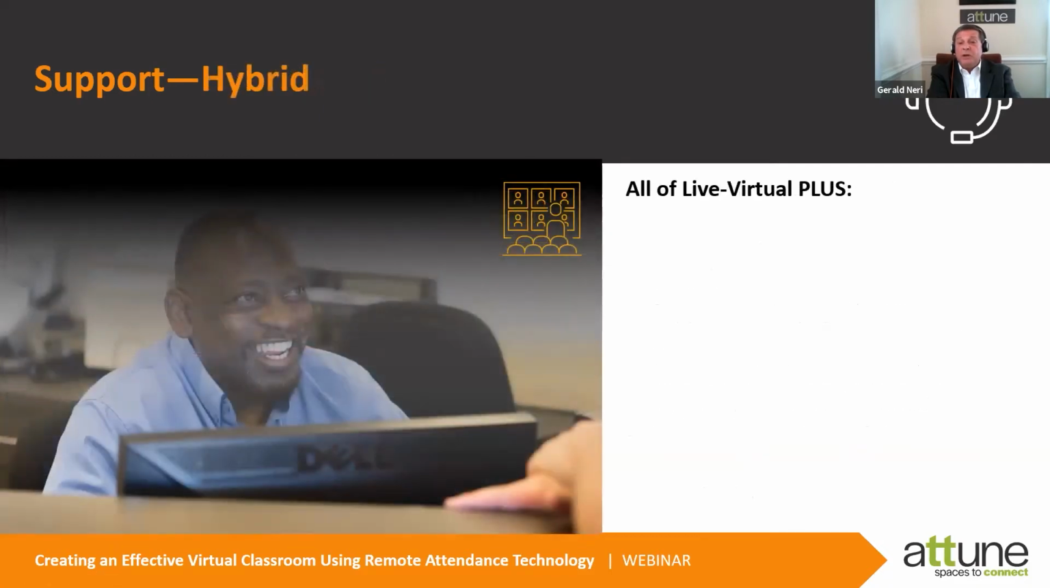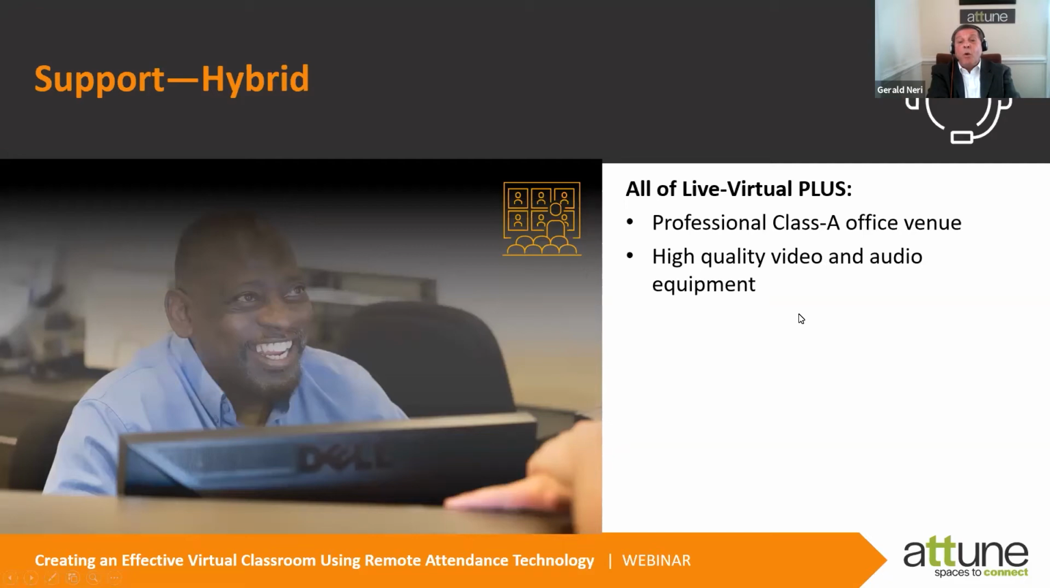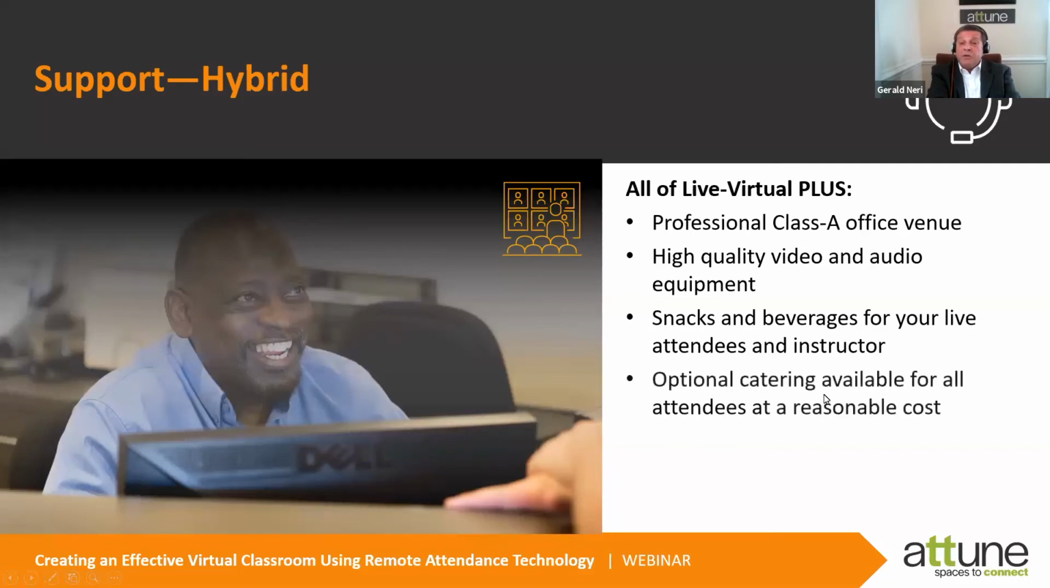When it is safe to return to live in-classroom training, you may want to think about a hybrid model where learners that prefer attending remotely are able to do so. And we're able to support that delivery as well. In supporting a hybrid delivery model, Attune provides all of the support you see in live virtual above. In addition, we also include a professional Class A office environment, high quality video and audio equipment, snacks and beverages for your live attendees and instructor, and optional catering for all attendees at a reasonable cost.